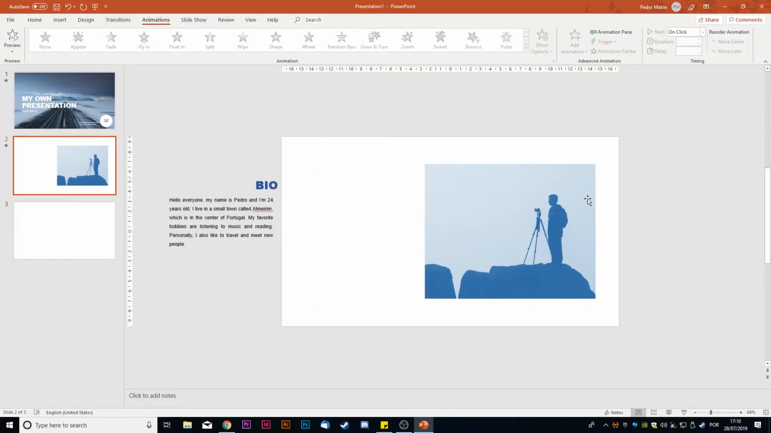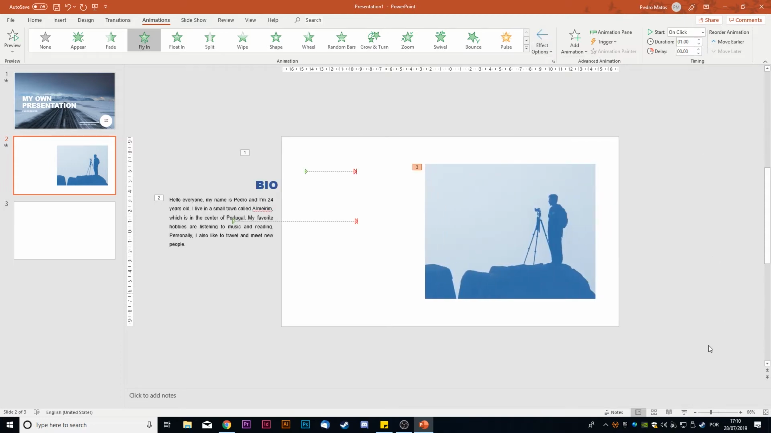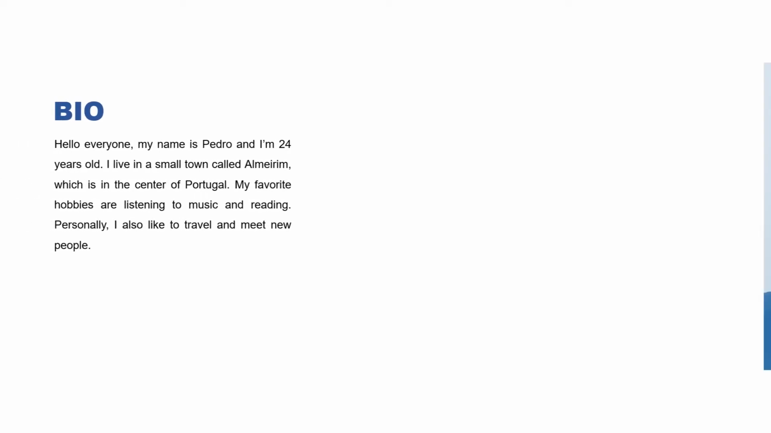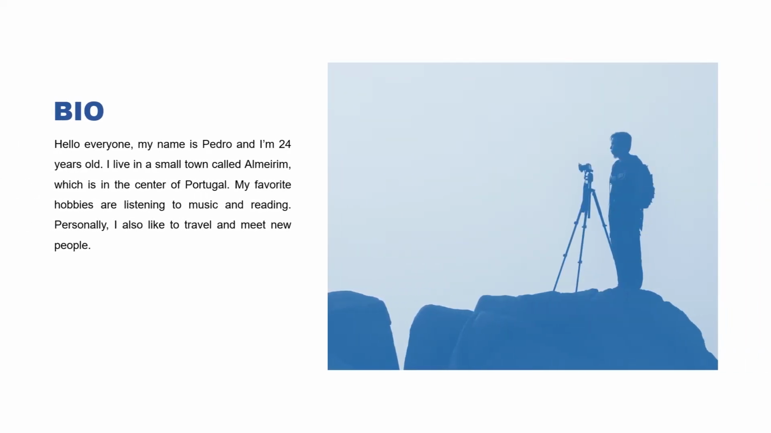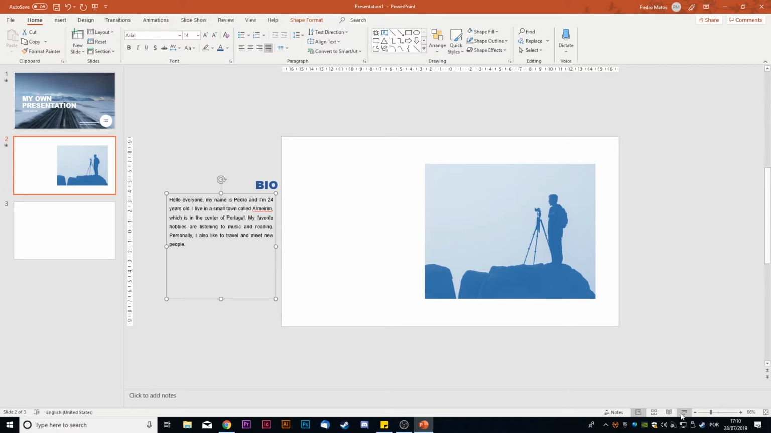Oh boy, didn't go. Let's delete the trigger. Okay, and just place the animation fly in from right with a bit of smooth. So bio comes in, image comes in. Perfect, super intuitive, super clean, and super visual. That's what we want. Okay, so I'm really enjoying our presentation.